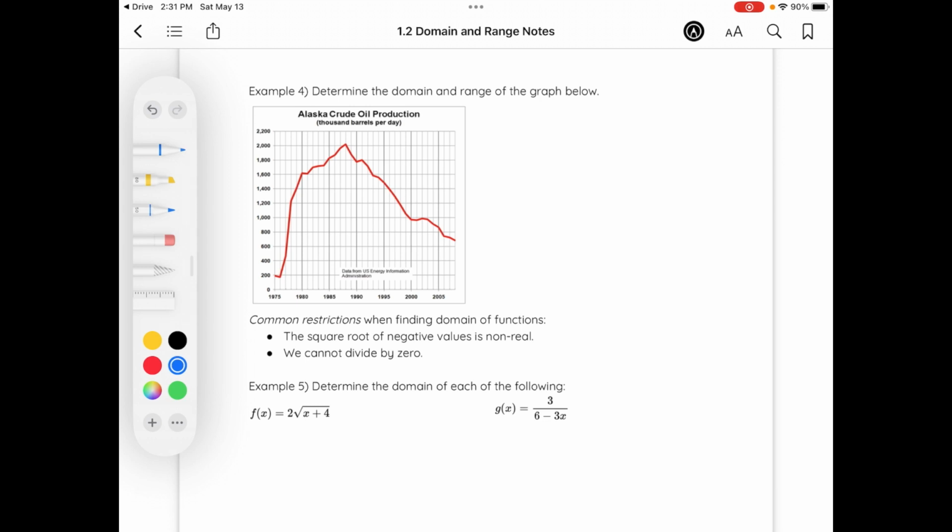I can also identify domain and range when I'm looking at a graph, just as we have here. I have my x-axis down here, which is the years.